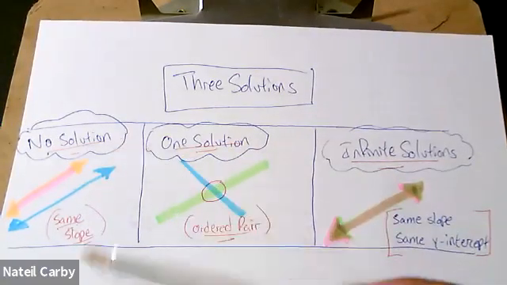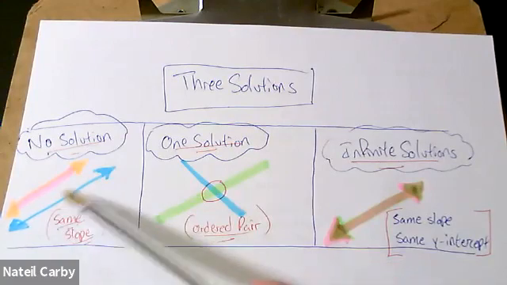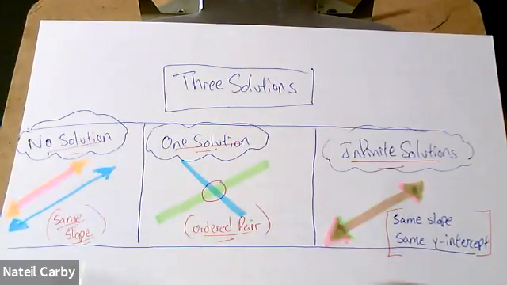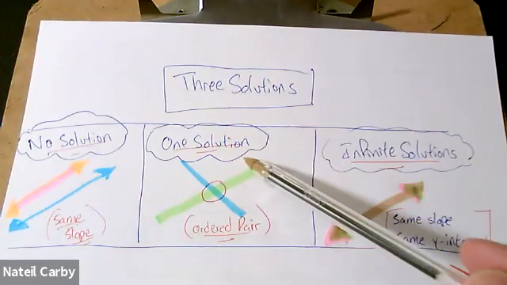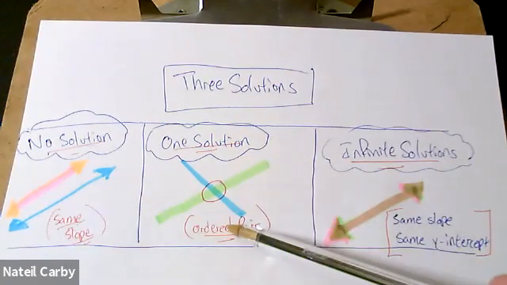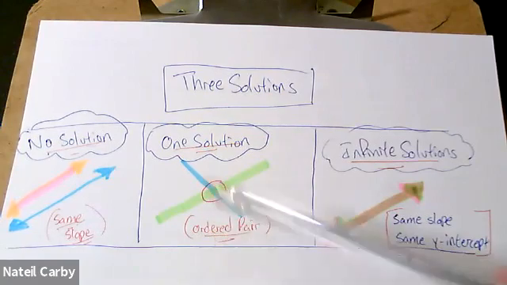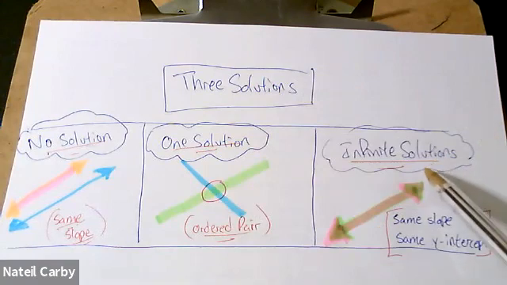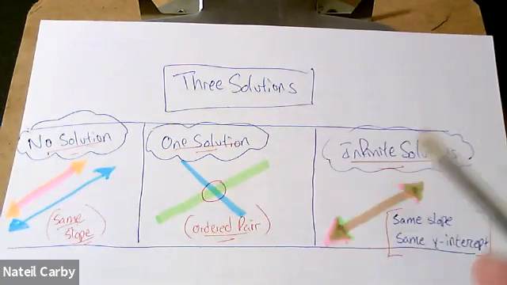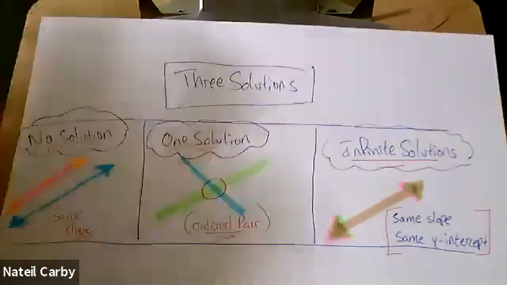Okay, so no solution, they're the same slope, right? It's like they're parallel to each other, same slope, different y-intercept. One solution, it's an ordered pair. It's the location where they meet, and then remember to interpret what the ordered pair represents in the problem. And then you have infinite solutions, where both lines are lying on top of each other. It's the same thing, right?